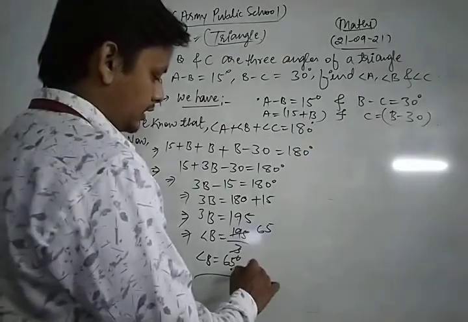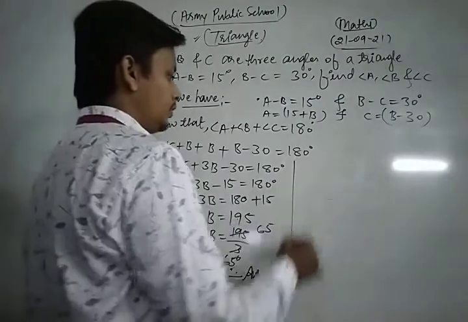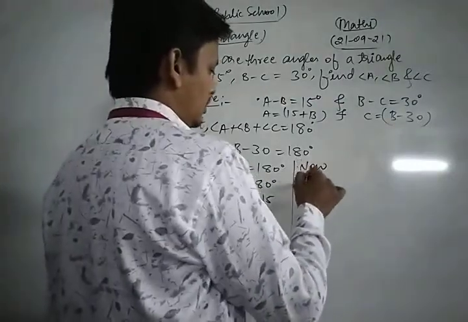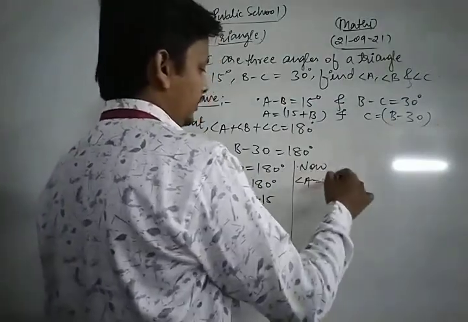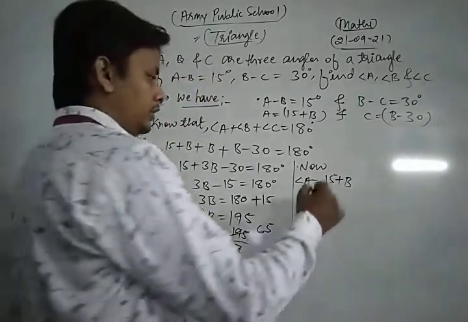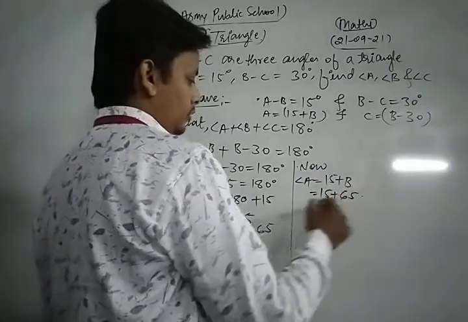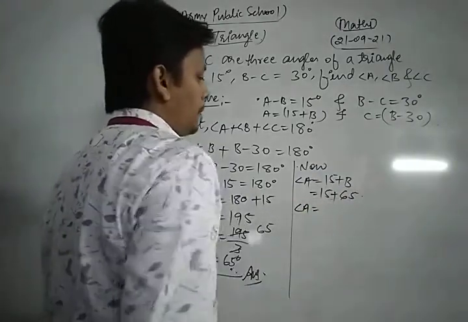This is the first answer, angle B. Now angle A is what? Angle A is equal to 15 plus angle B. So if you put the value of angle B as 65, then angle A is what?